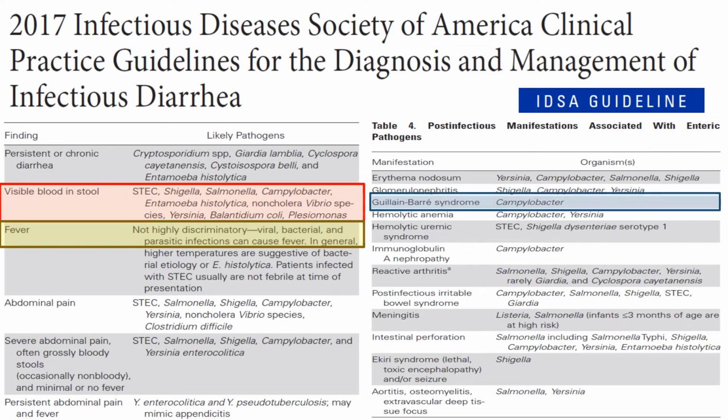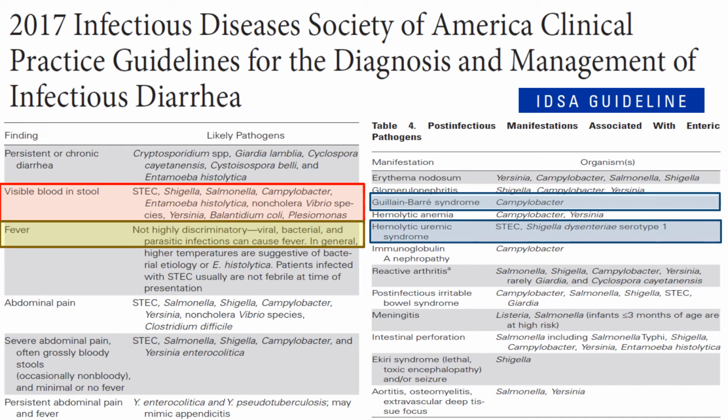Abdominal pain or bloody stool, you know that one symptom can have many pathogens to cause that, but if you combine them, you narrow down your scope of the pathogen. And some pathogens may have sequelae or post-infectious phenomena, such as Guillain-Barré syndrome from Campylobacter or others like this.